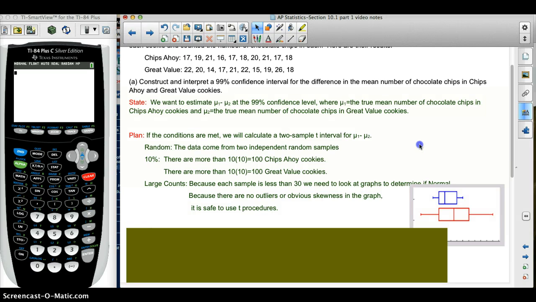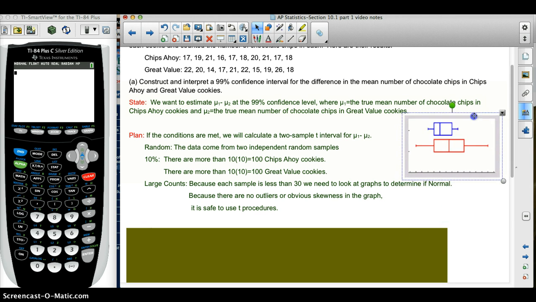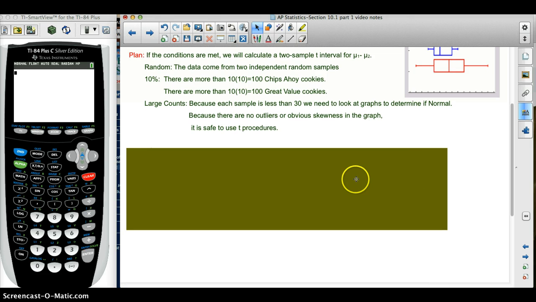So here off to the side, you can see that I made a double box and whisker plot on my graphing calculator and transferred it onto my paper. Remember, you put the graph when you are assessing normality for large counts if the sample size is less than 30, so that you can have proof. Because there are no outliers, and neither graph looks strongly skewed, we can continue going with our t procedures. Okay, now we have to do the do part.